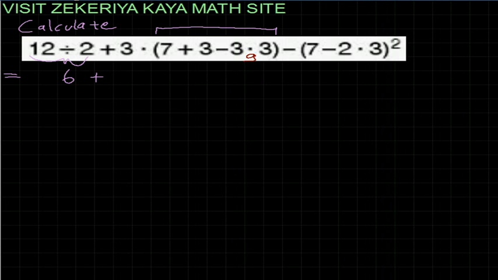So how can we write that 1? 3 times the inside of these parentheses will be 1. Minus, we have after the parentheses. Then inside of these parentheses I need to calculate, then take the power 2 of it. We have here subtraction and multiplication, so multiplication comes first. 2 times 3 makes 6. 7 minus 6 is 1. 1 squared is 1. So 6 plus 3 will be 9. Minus 1 will be 8.